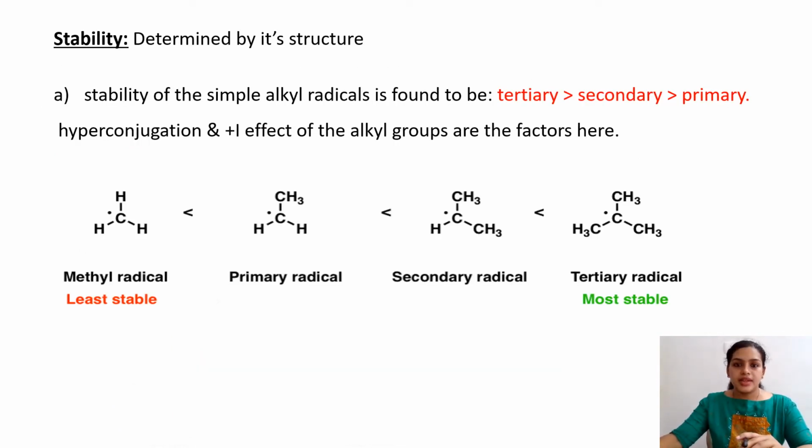Regarding the stability, this also follows the same trend as the carbocations. Tertiary is more stable, then comes secondary, and then primary. The reason is also the same, hyperconjugation and plus effect of alkyl groups. The tertiary radical has the highest number of hyperconjugative structures, and it is the most stabilized by the plus effect of 3 alkyl groups. In the case of the methyl radical, there is no hyperconjugation and the plus effect is absent, so that is the least stable one.